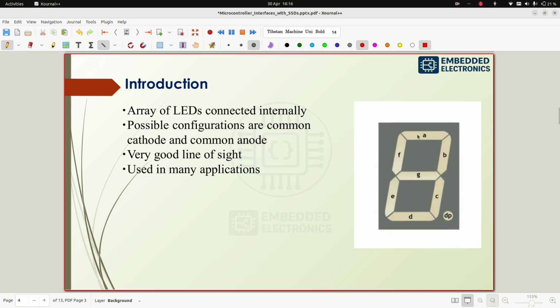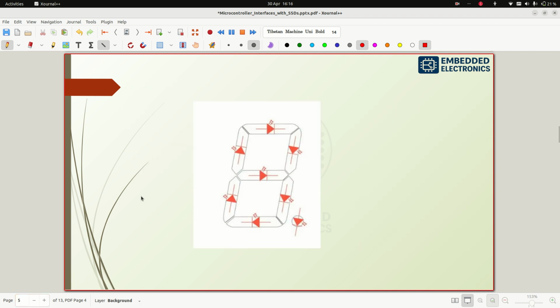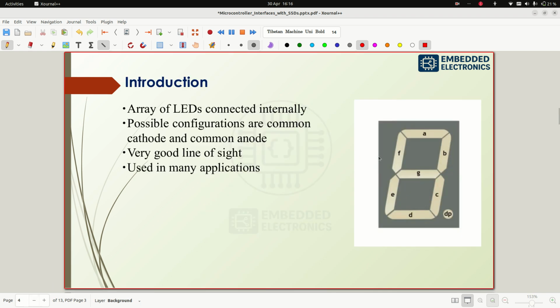So here an array of LEDs is connected internally. You can see this is the LED, and the LEDs are connected internally. Possible configurations are common cathode and common anode. It has a very good line of sight, and it is used in many applications such as electricity, metal.